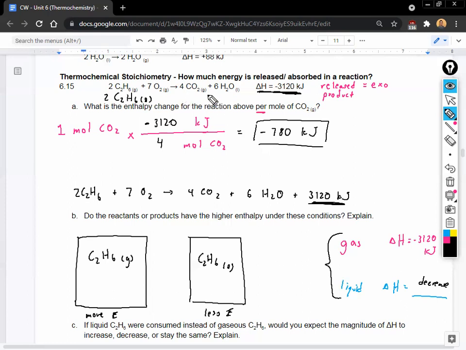That's a good question. No, it'll stay the same because it's still a combustion reaction, because we're reacting with O2. The products will stay the same, even if we use the liquid. It's just that the amount of energy released would be less.